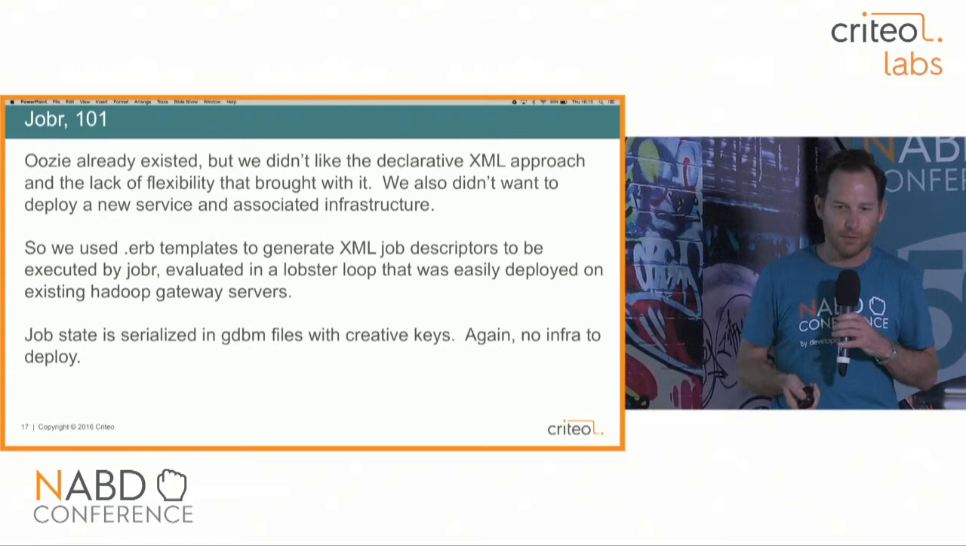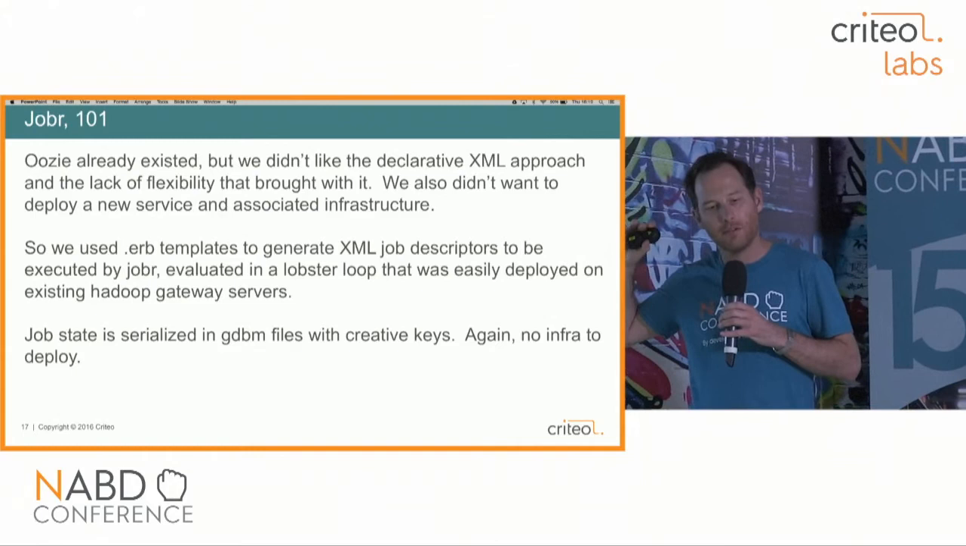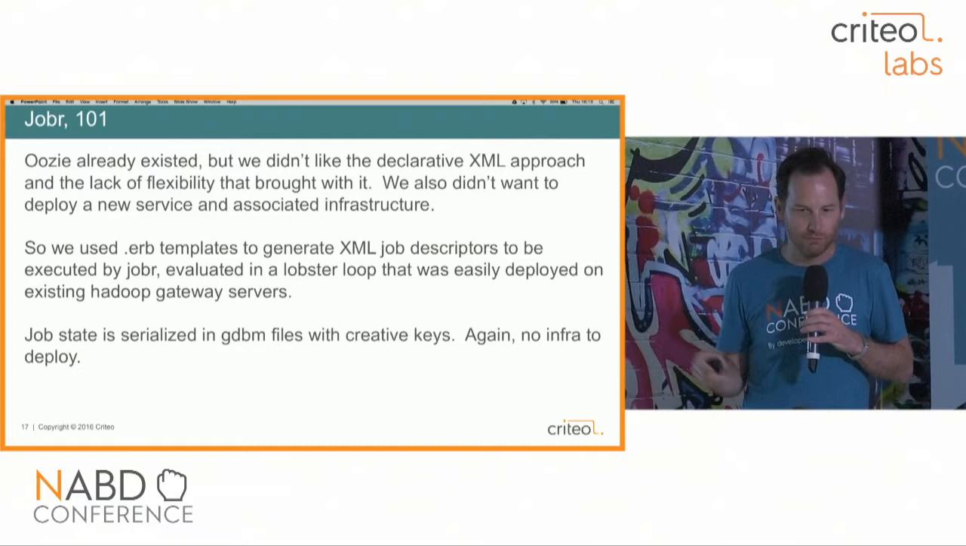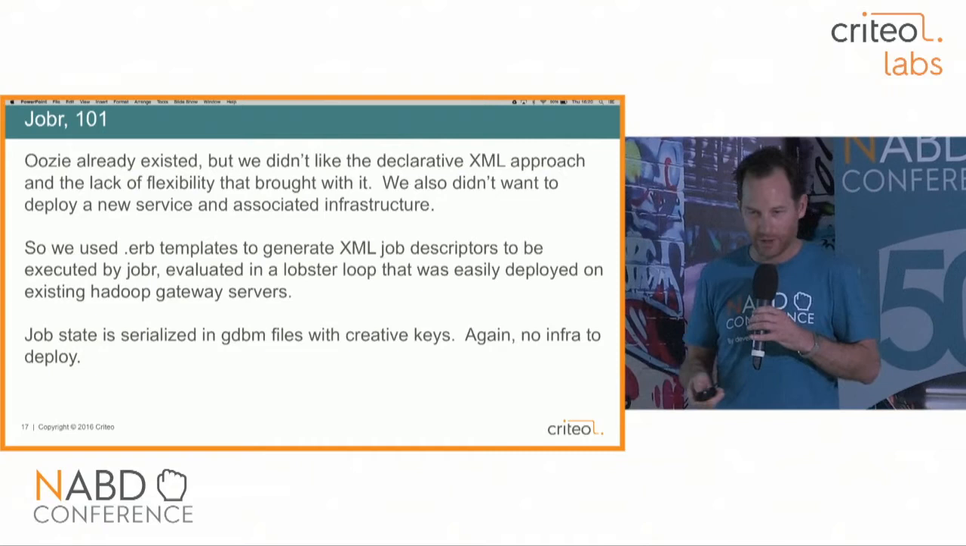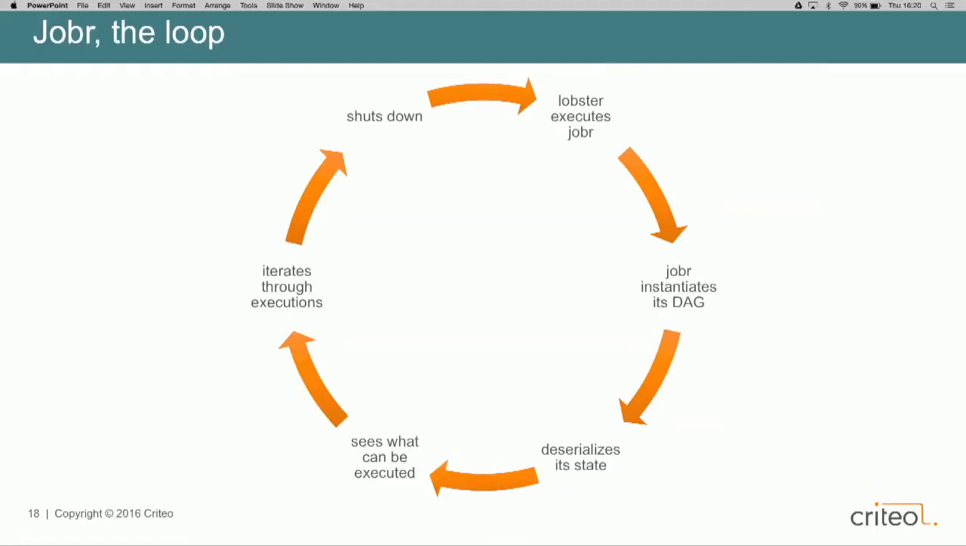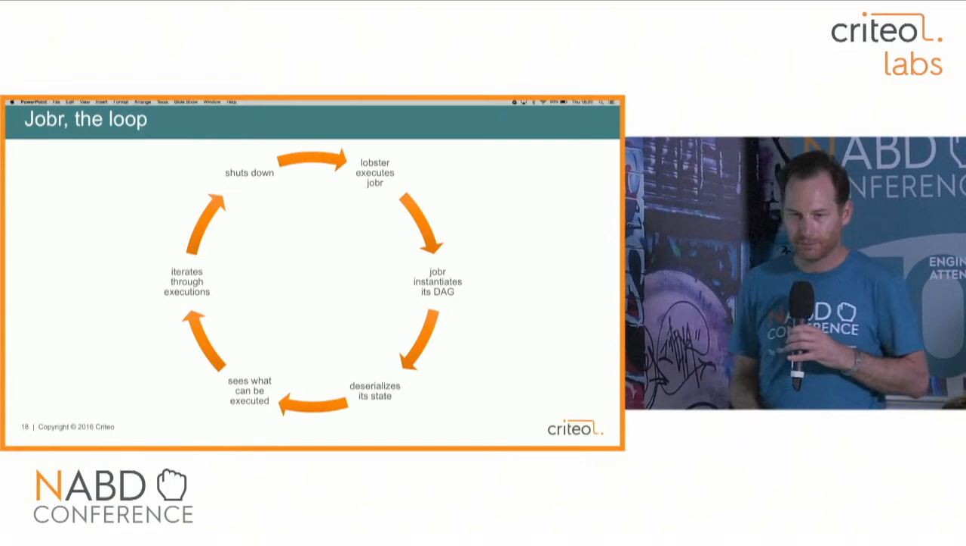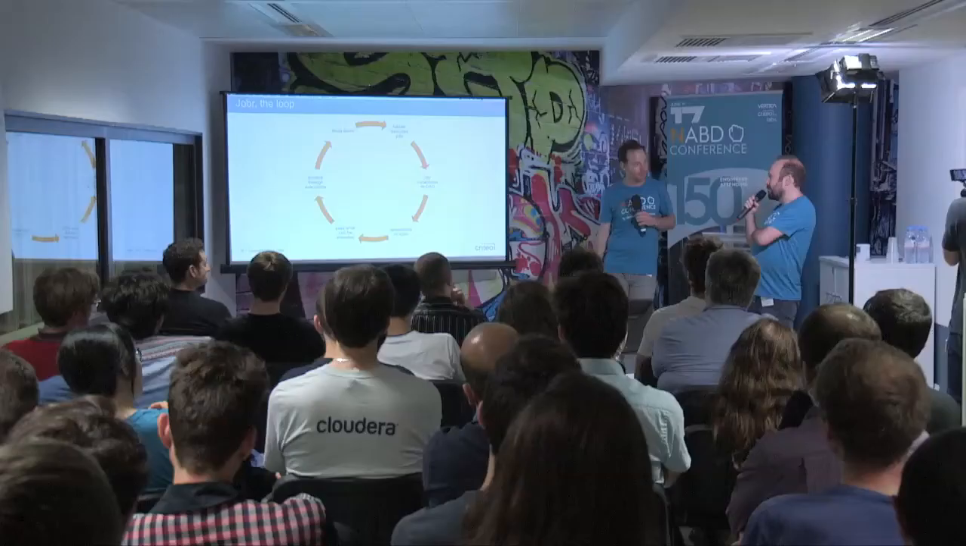We used ERB templates, as Guillaume said, to generate XML job descriptors that got parsed by Jobber to do all the various executions indicated, and it got evaluated in a Lobster loop. And for the old people in the room, we used GDBM files to serialize the state. So the life cycle is: Lobster executes Jobber. Jobber instantiates its DAG, deserializes its state, associates it with the DAG to see what can be executed, and iterates through the possible executions given this state. Once all those executions are done, it shuts down and waits for Lobster to re-execute it. It looks basic, but as you will see at the end, we are now back to this model, kind of. It's pretty easy to reason about, and it works pretty well.